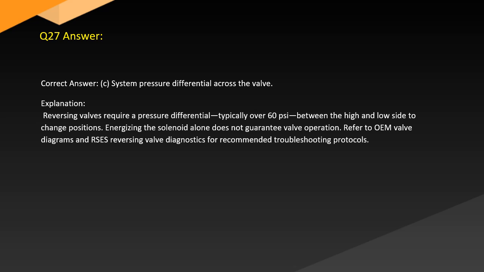Answer. Correct answer: C. System pressure differential across the valve. Explanation. Reversing valves require a pressure differential, typically over 60 psi, between the high and low side to change positions. Energizing the solenoid alone does not guarantee valve operation. Refer to OEM valve diagrams and ASE's reversing valve diagnostics for recommended troubleshooting protocols.